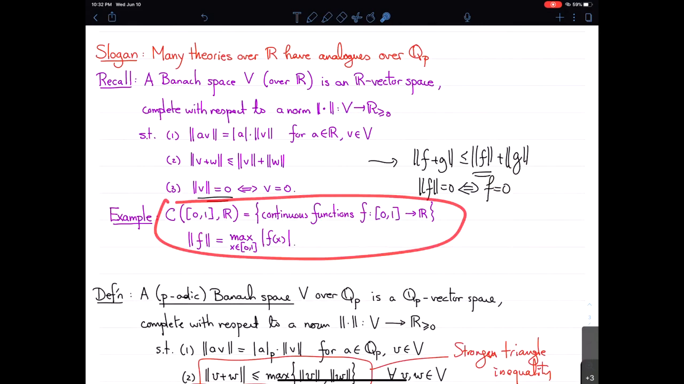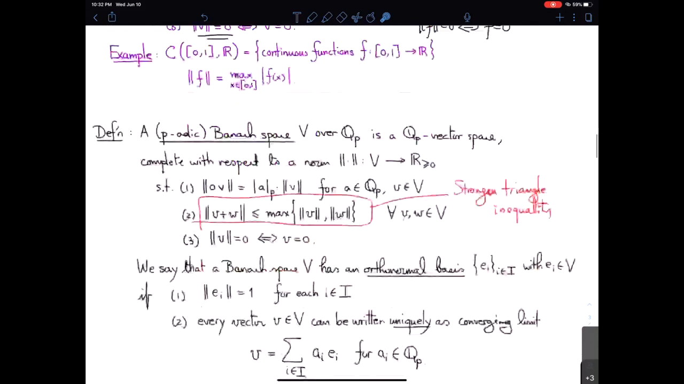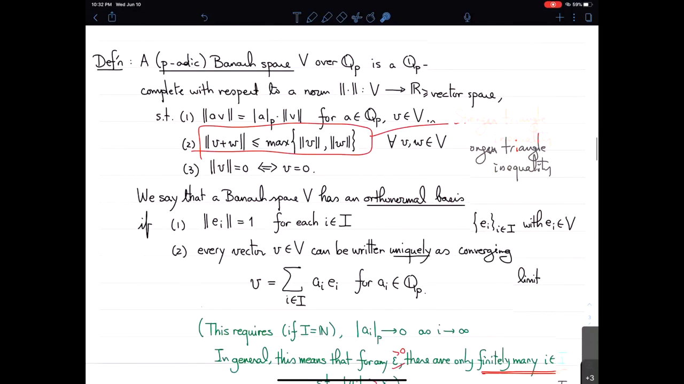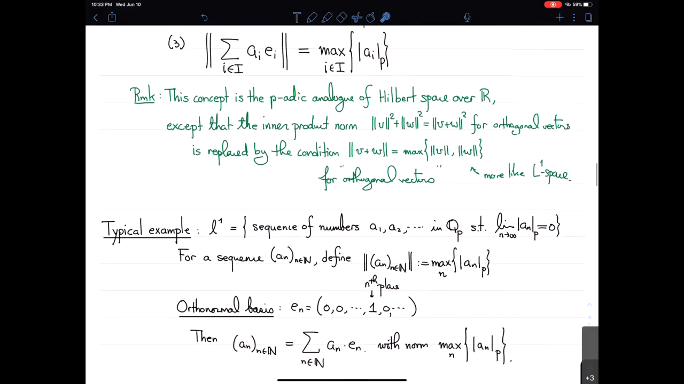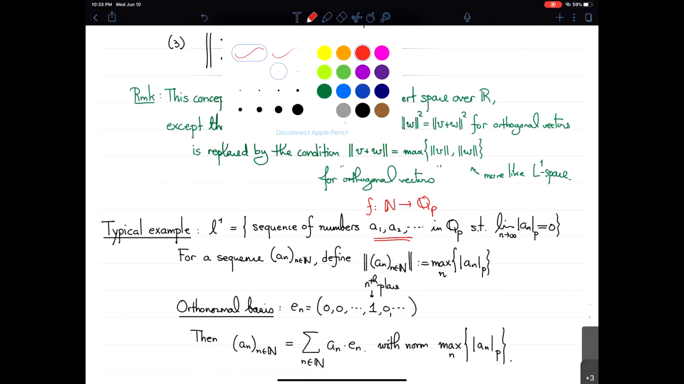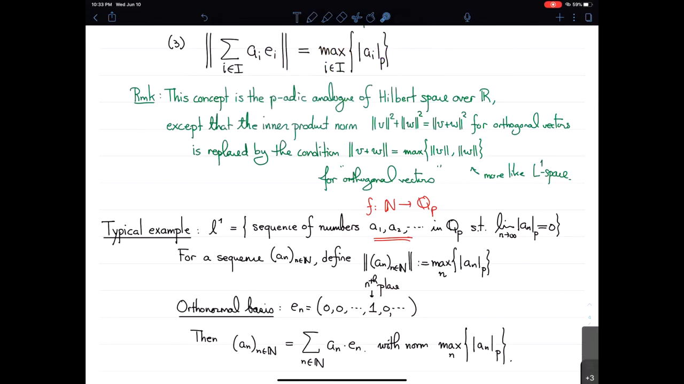Over here, I have some functions between 0 and 1. But over here, maybe another way to write this is I have a function from the natural numbers to Q_p. So that's the same as a sequence of numbers in Q_p. I want the limit of these numbers, in the p-adic norm, to go to 0. And now if I have a sequence of these numbers, I define its L1 norm to be just the maximum of all these coefficients. Because the limit goes to 0, the maximum is always achieved by something.